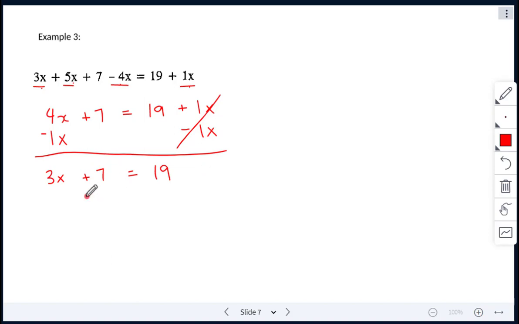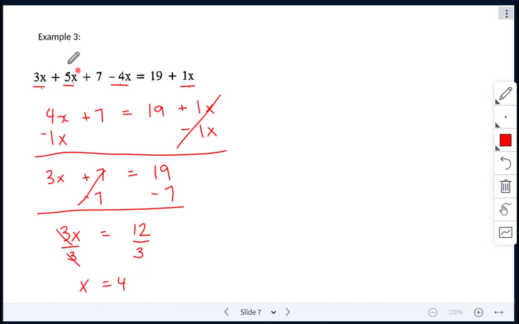So here now we're going to subtract 7 from both sides. Now we have 3x is equal to 19 minus 7, which is 12. And now we can go ahead and divide by 3 on both sides, and we're left with x is equal to 4. So with this question, we had an extra step, which was combining like terms.